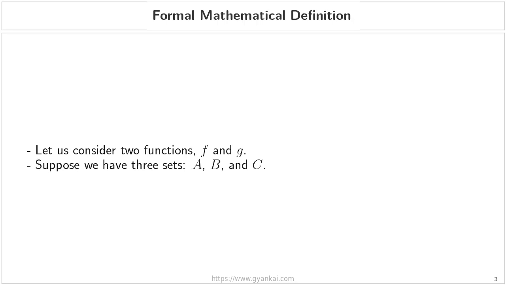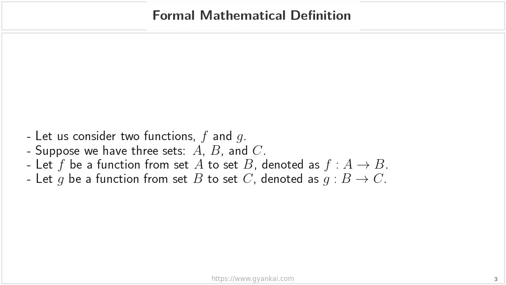Formal mathematical definition. Now that we have a conceptual understanding of the production line, let us translate that idea into formal mathematical language. First, let us consider two functions, which we will call f and g. To define how these functions interact, suppose we have three distinct sets: set A, set B, and set C. We define function f as a mapping from set A to set B. Following this, we have function g, which is a mapping from set B to set C.